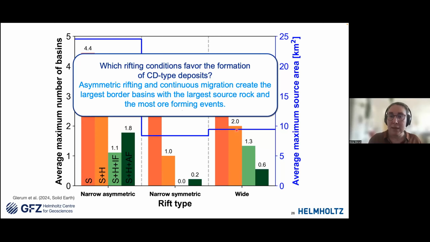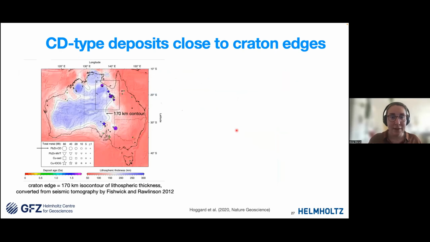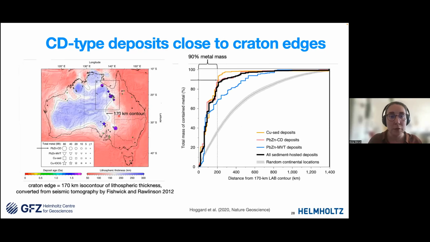All right. Now, interestingly, Hoggart et al. found in 2020 that big deposits all lie close to steps in lithospheric thickness. So this is an example of Australia. You can see that all the circles, those are the CD deposits. They plot along the 170-kilometer LAB thickness isocontour. If you do a global analysis, then 90% of the metal mass is in this 200-kilometer corridor. So you can form smaller deposits, but the big ones, over 10 megatons, they're all within those 200 kilometers.